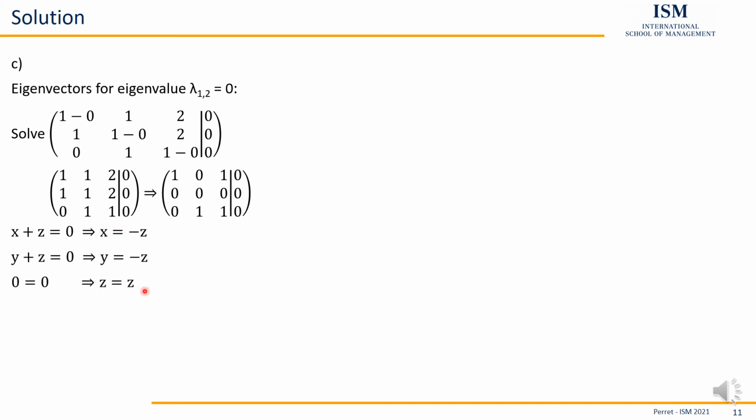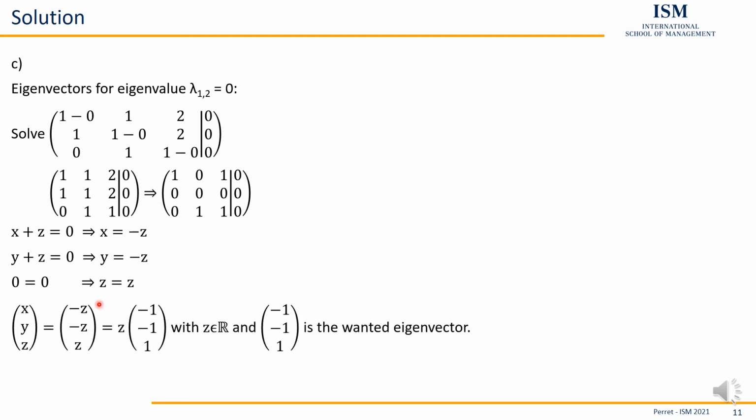Then this directly gives us our solution to the system of equations, which here is minus z, z. And if we pull the z in front of the vector, we have z times minus 1, 1, which is the wanted eigenvector to this eigenvalue. So here we see, as I mentioned earlier, this has algebraic frequency of 2. So it could have 2 eigenvectors, but it only has 1 eigenvector.